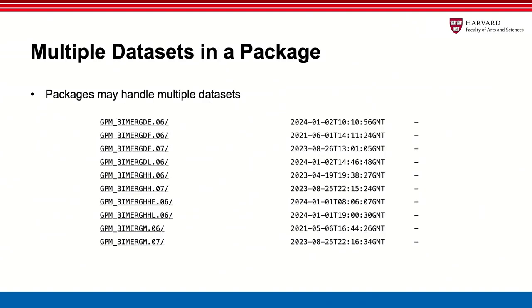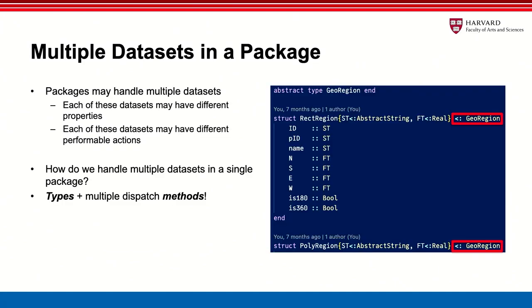Also, packages can handle multiple data sets. For example, when GPM provides total precipitation, they don't just provide it half hourly. They also provide it for daily. They also provide it for monthly, which is all specified here. Sometimes you do want your package to be able to handle multiple data sets at once, multiple data sets that are similar. But the thing is, each of these data sets has a different file convention: when you download half hourly precipitation versus monthly precipitation, the file convention is different, for example.